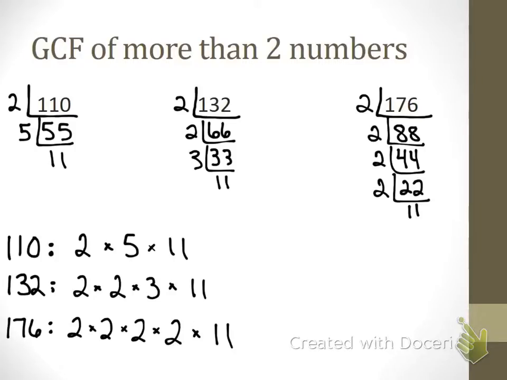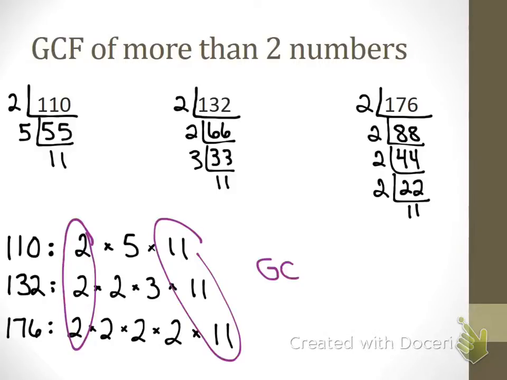What's a common factor in all three numbers? It has to be in all of them. What's a common factor? 11 and 2. So GCF is 2 times 11. Wait, hold on. What about these two 2's? But it's not in the top one, so it can't count as a group. GCF is 2 times 11, which is 22. All right, so in order for it to count as a group, it has to be in all three numbers.